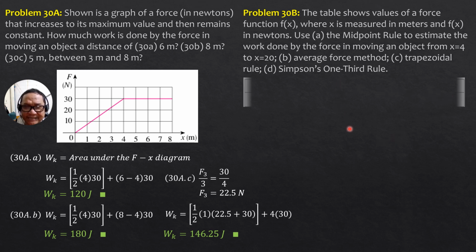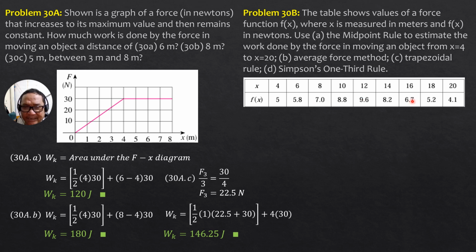So for this case, n is odd, so we can apply Simpson's one-third rule immediately. So this is the first, second, third, fourth, fifth, sixth, seventh, eighth, ninth. So there are 9 offsets, so therefore we can directly apply Simpson's one-third rule. Trapezoidal rule is always applicable.